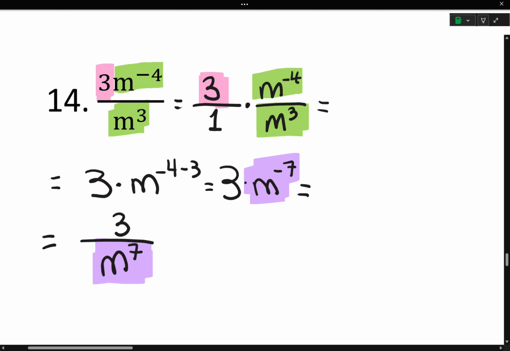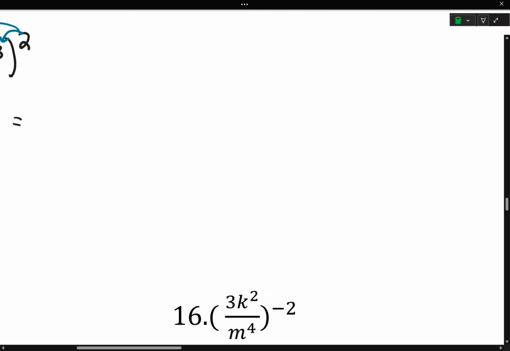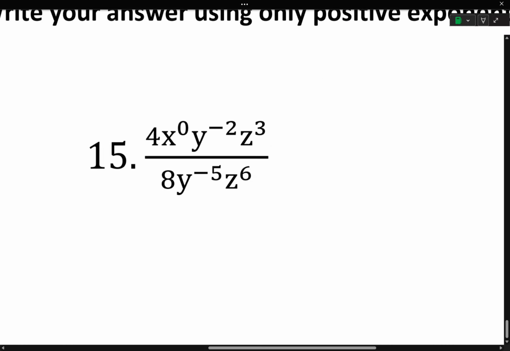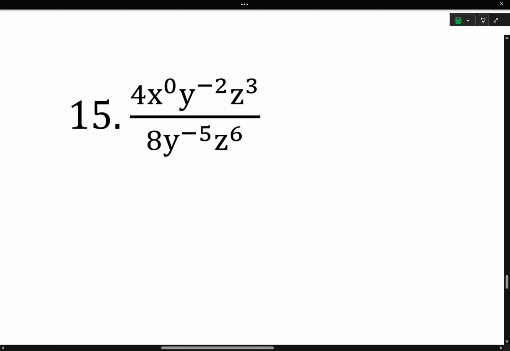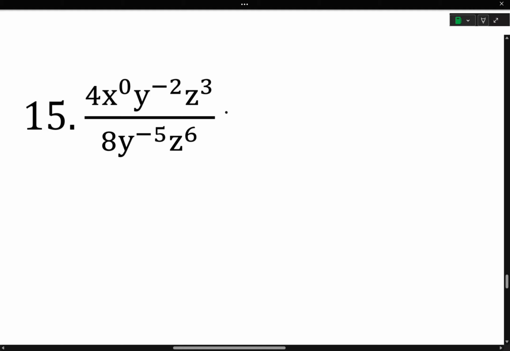Let's take a look at number 15. Oh, we got 2 more. Cool. I don't know why I thought we had 17. Wow, 15 has so much. Let's chunk it up. All right, let's begin with regular numbers. I'm going to create a fraction. We got a 4 on top and an 8 on the bottom. Cool.